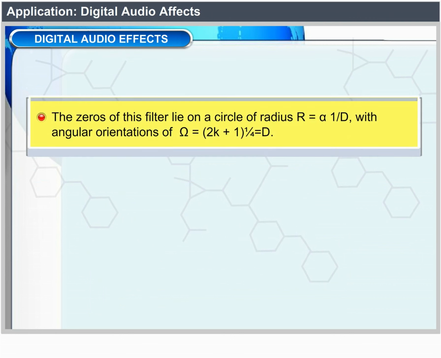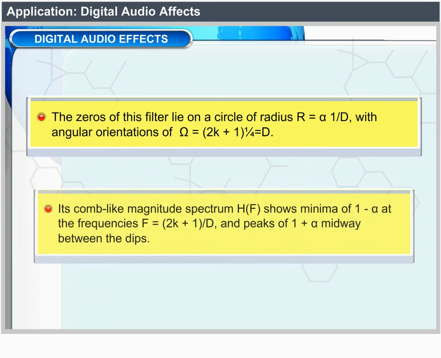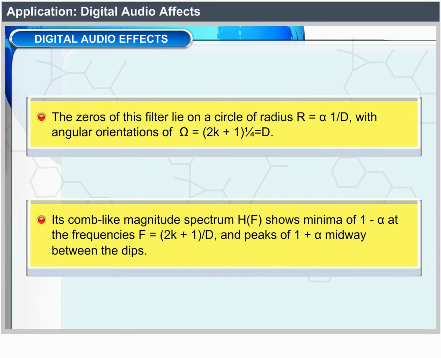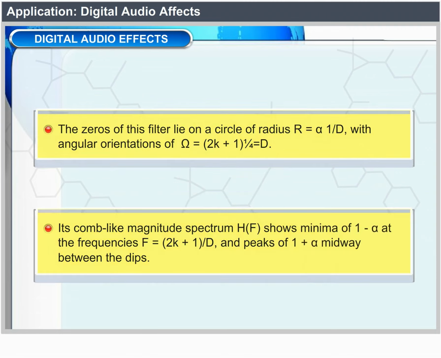The zeros of this filter lie on a circle of radius r = alpha^(1/d) with angular orientations of omega = (2k + 1) pi / d. Its comb-like magnitude spectrum |H(F)| shows minima of 1 minus alpha at the frequencies F = (2k + 1) / (2d) and peaks of 1 plus alpha midway between the dips.